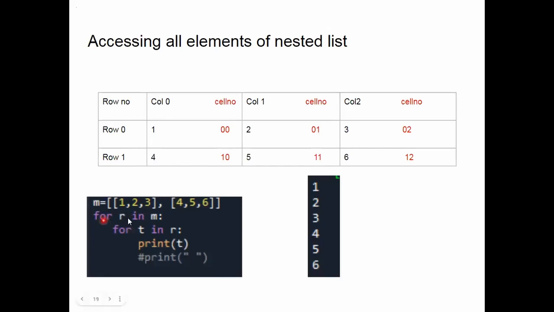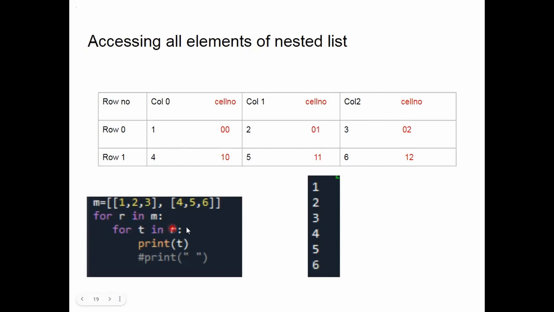for R in M. So this R will be treated as the row number. How many rows are there in M? There are two rows in M. It is having two sublists, that's why it is going to consider row numbers 0 and 1. So R is going to have one value as 0 and the next value as 1. for T in R. So how many columns are there in the list will be taken directly from M.